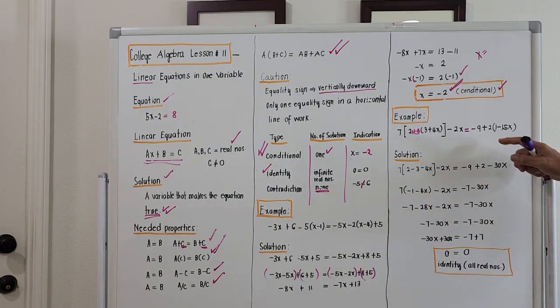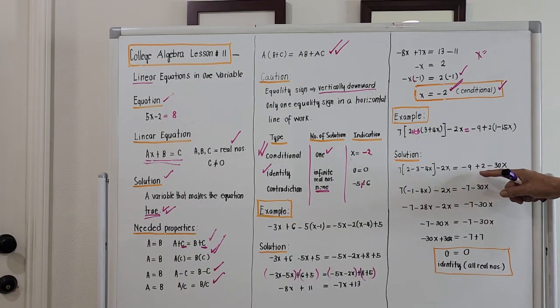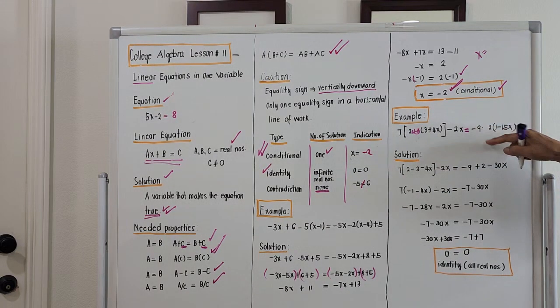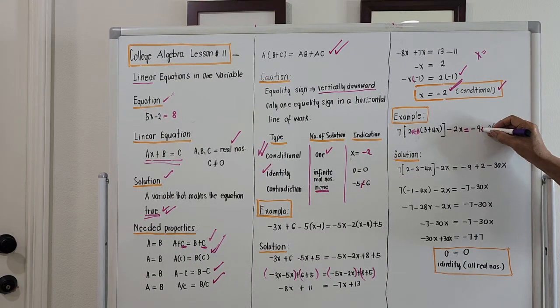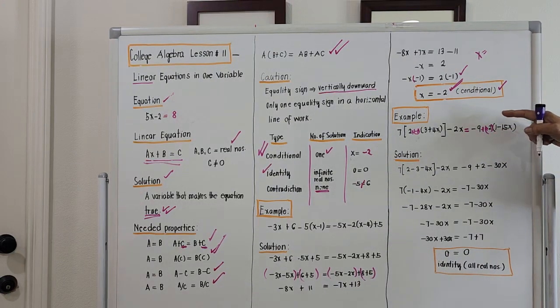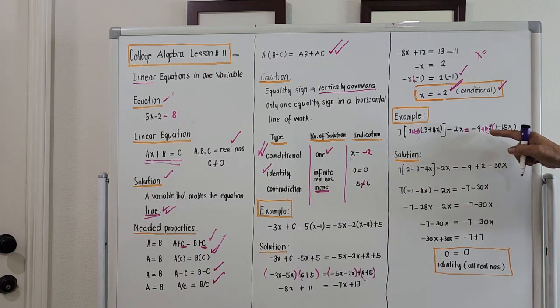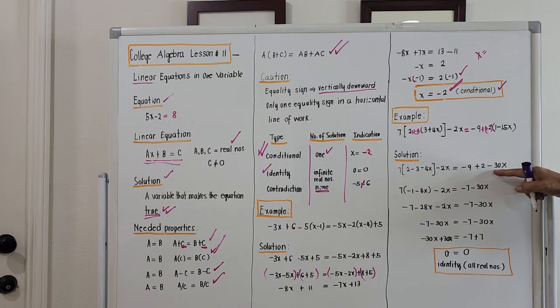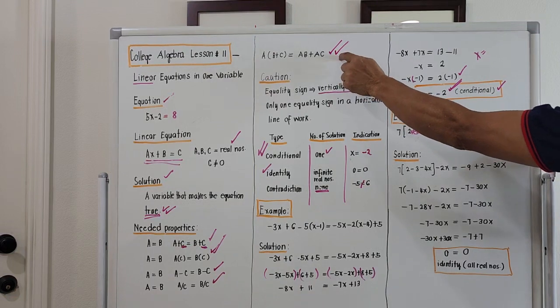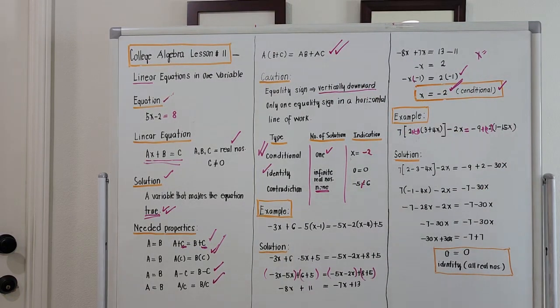And this should be equal to negative 9, as it is, plus this one here, which is a plus 2. So a plus 2 times a positive 1 will be a positive 2, and a plus 2 times a negative 15x will be negative 30x. So we use the so-called distributive law over here. Let's continue the simplification.